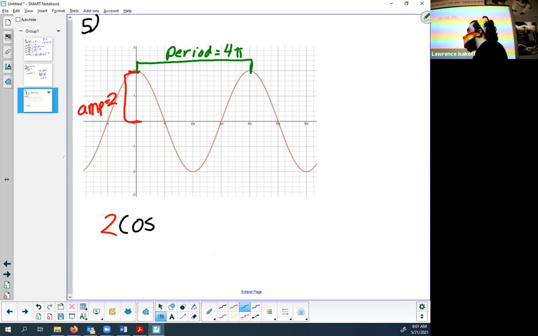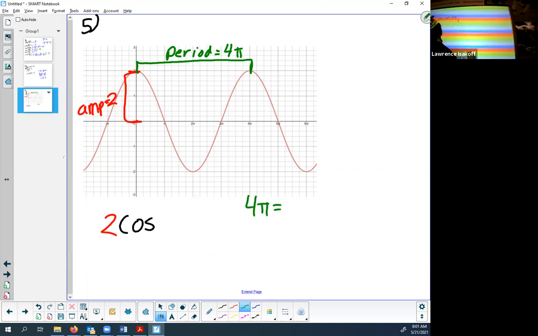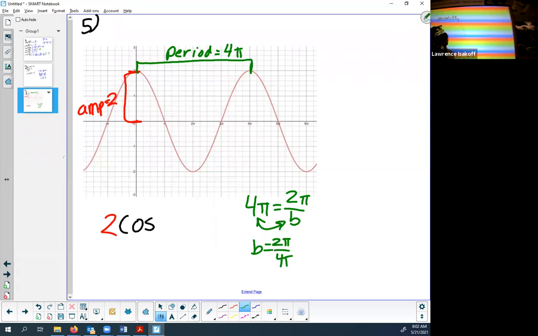Somebody did put that in the chat, and you're right on top of it. Great job. Again, 4 pi is equal to 2 pi over B. We could do that swap thing because our variable's in the denominator. So B is equal to 2 pi over 4 pi. The pi's cancel. 2 over 4 reduces to 1/2. So that will be the cosine of 1/2 x.